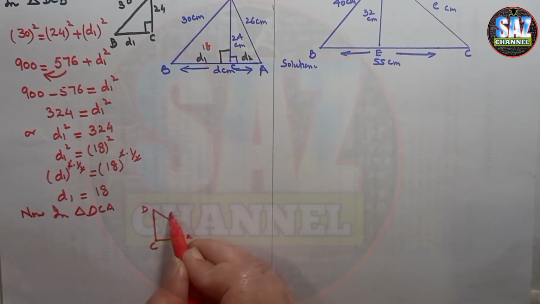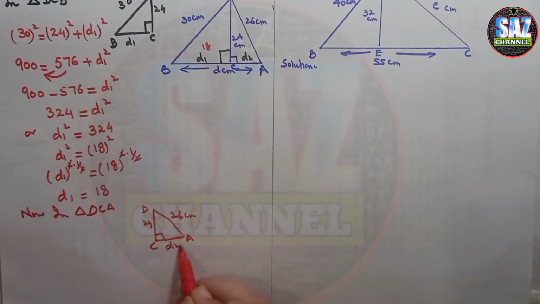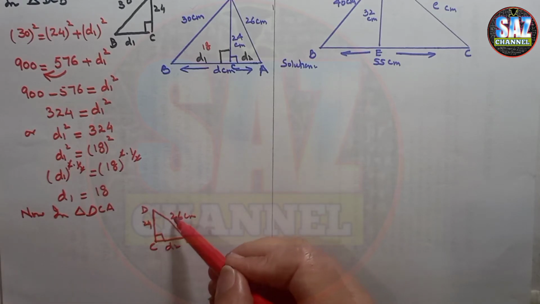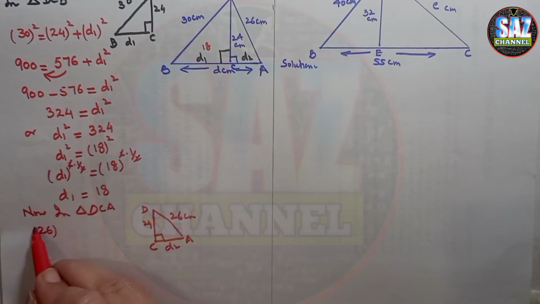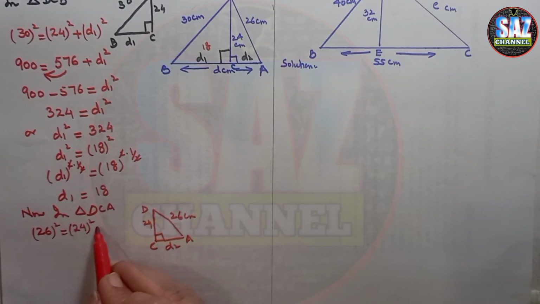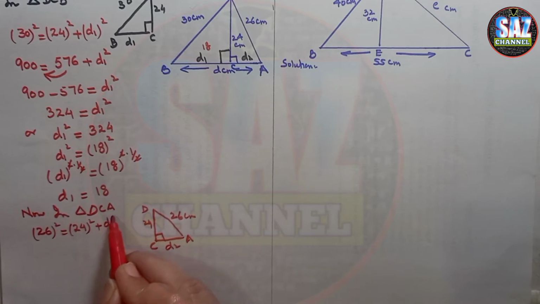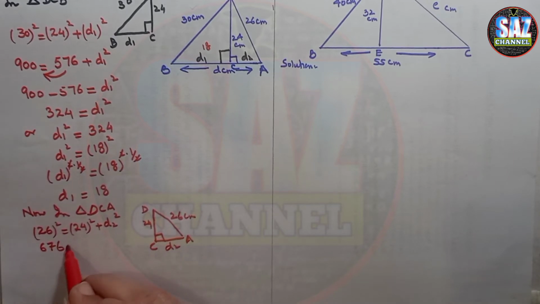26 centimeter, and this is a 90-degree angle, and this is 24, and we have to find this base. Again, this 26 is the hypotenuse, so 26 square equals 24 square plus d2 square. 26 square is 676 and 24 square is 576.